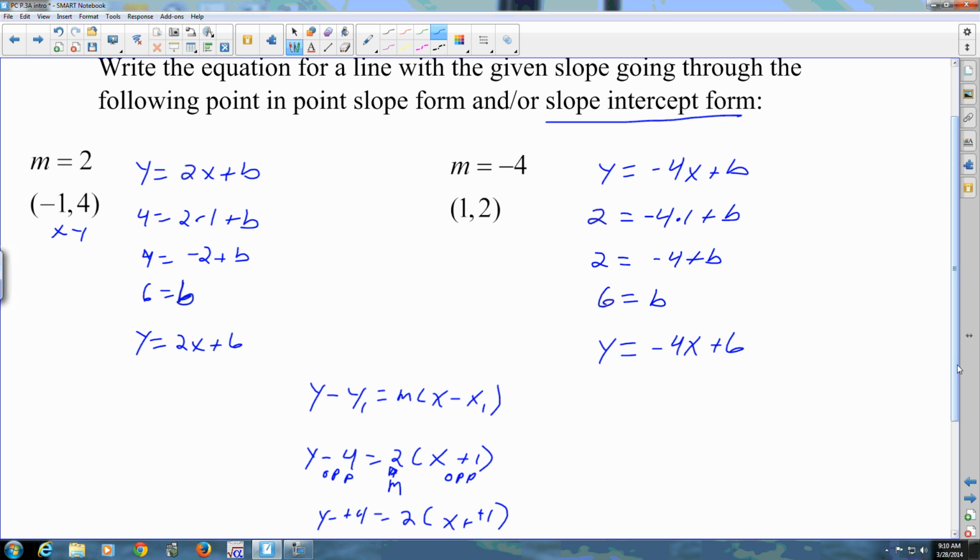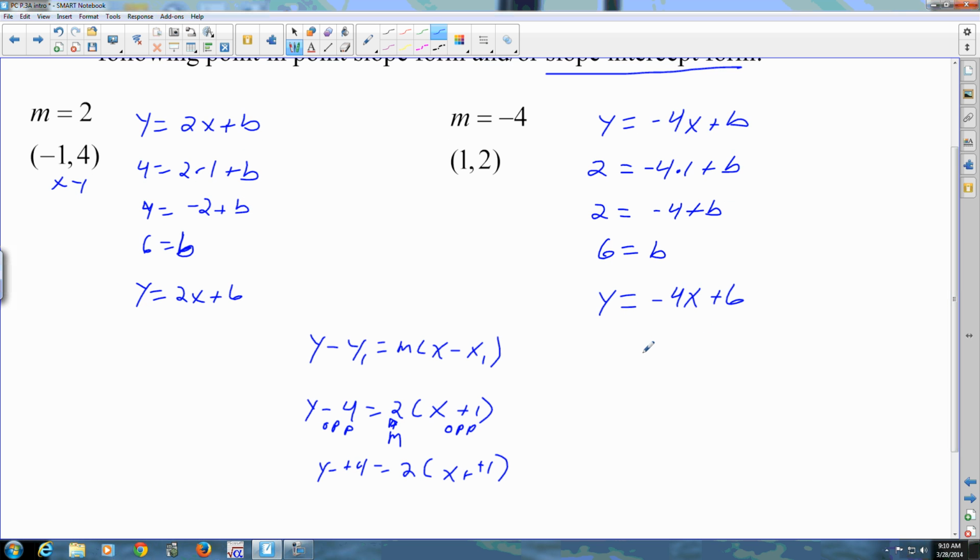Okay. Let's try this one. y minus 2 is equal to negative 4 times x minus 1. And you're finished. This is in point-slope form. What's the point? You read them both opposite. 1, 2, and the slope is negative 4. So if you were going to graph it, you'd read the coordinate out, go to the coordinate, 1, 2, put a dot, and then do the slope from there.